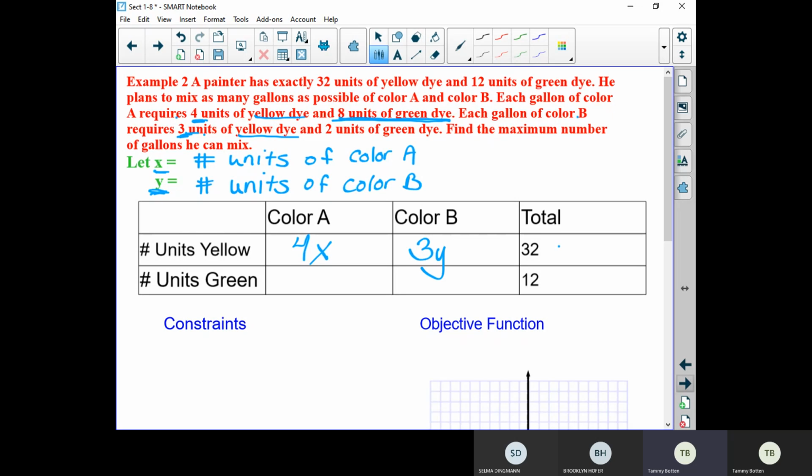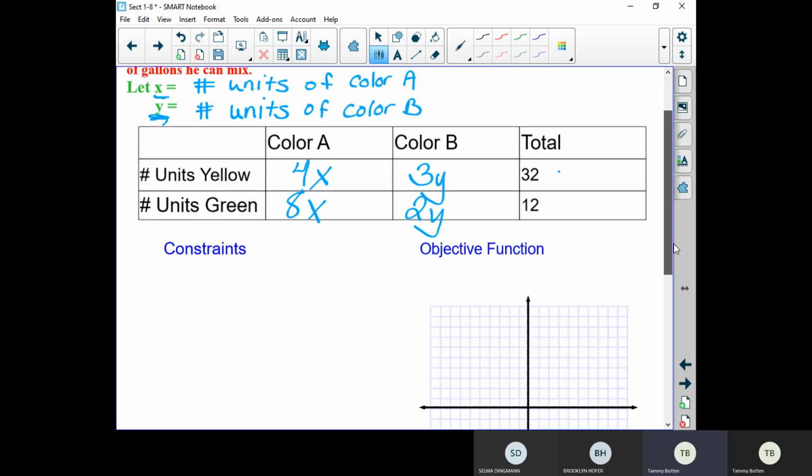Then they tell us that color A requires 8 units of green dye. Now, A is my X, so I'd go 8 times X, and that goes here. Color B has 2 units of green dye. And remember, color B is Y, so it's going to be 2Y.